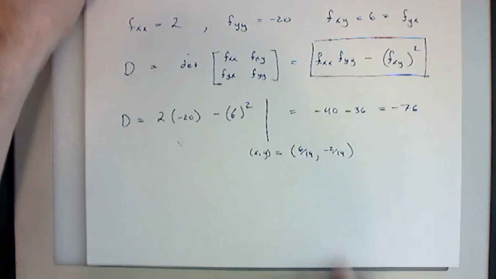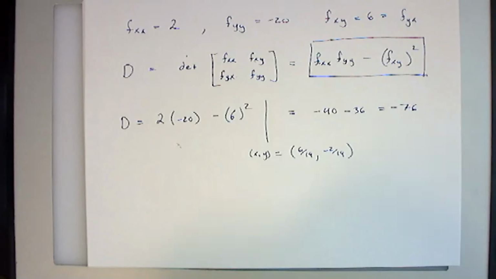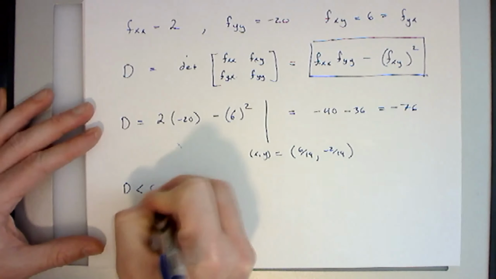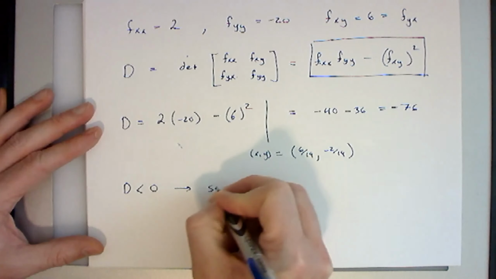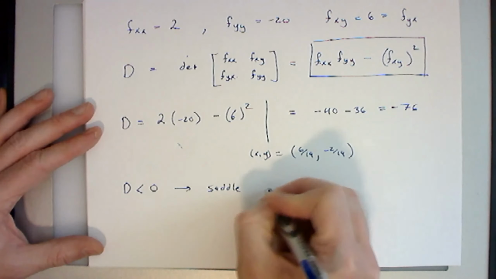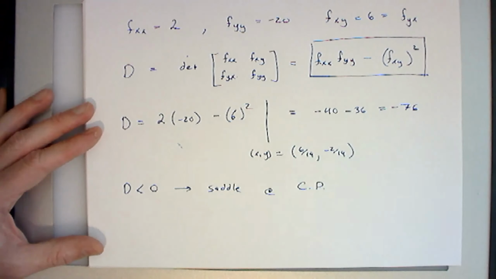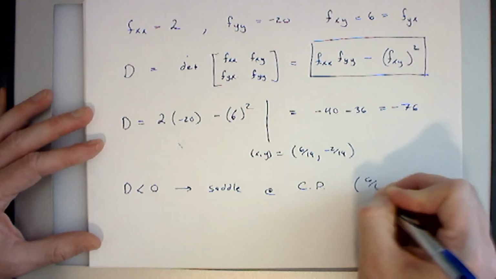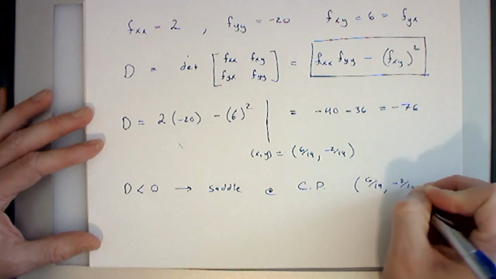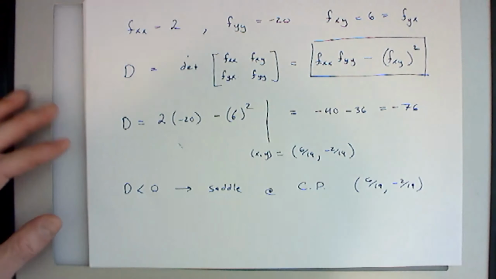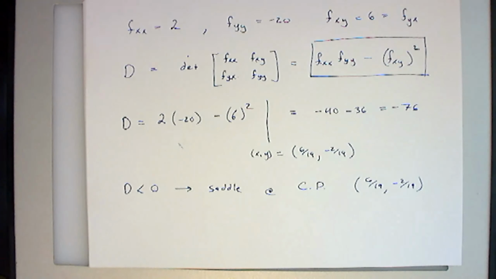So here's what this means. If this value D is negative, it means you have a saddle at your critical point. So D being negative means we have a saddle at the critical point, 6/19, negative 2/19.